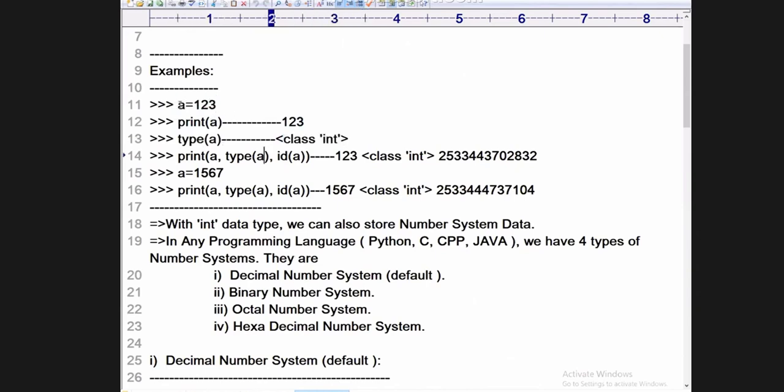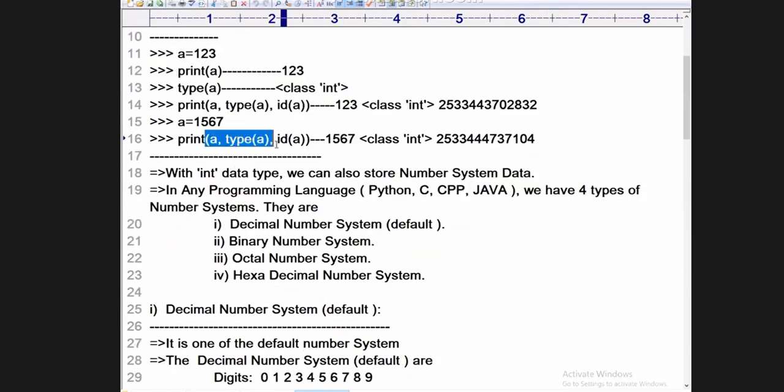In Python, all the variables are called objects. Behind the objects, we have the classes. Print A, type of A, ID of A: 123, class int, and then this is an ID, the memory address. A is equal to 1567, print A, type of A, ID of A, and the data is printed.